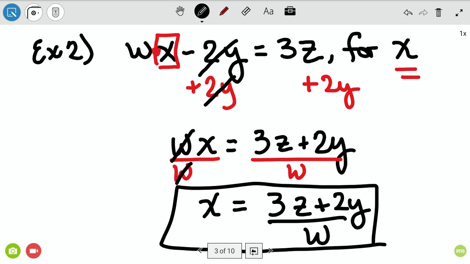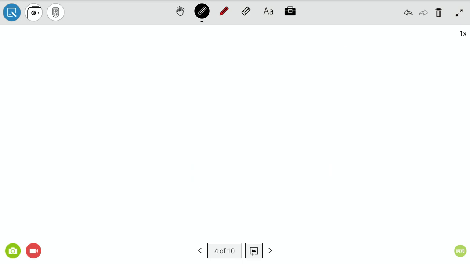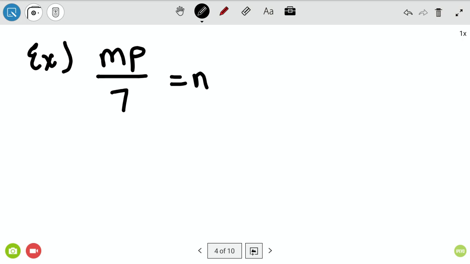Good. All right, so this next one is an example of when flipping our fraction comes into play. And there's one just like this on your homework and on the quiz. So I definitely want to do this example with you. So if we have MP over 7 equals N. Okay, and our directions are to solve for P. Okay, so the first thing I want to do is identify where my P is in the equation, and I only have one, and it's right here.